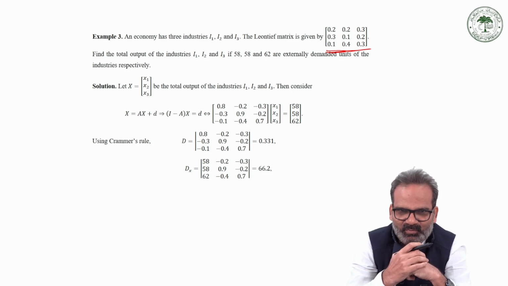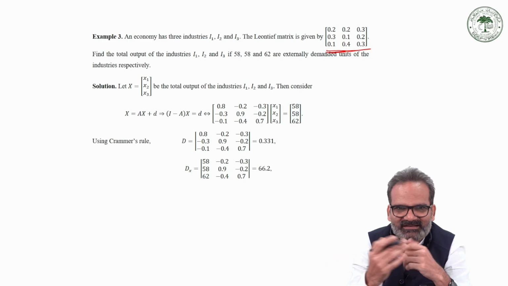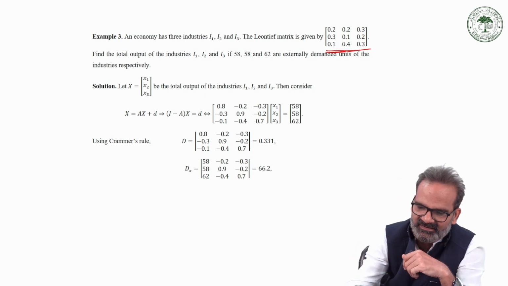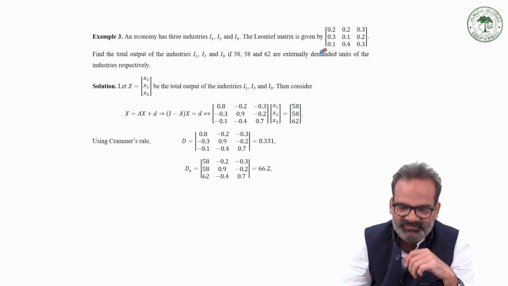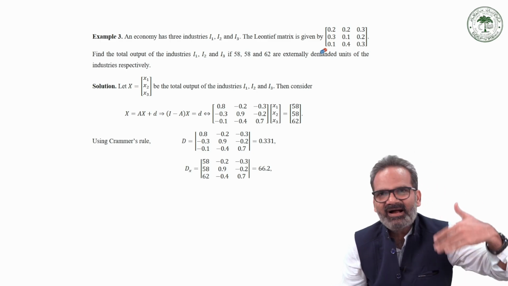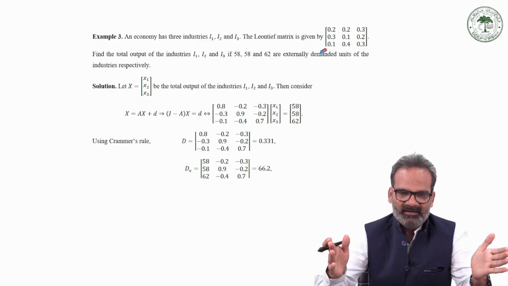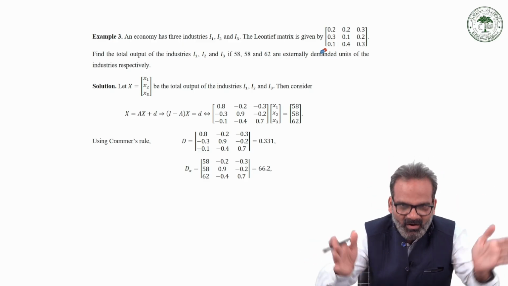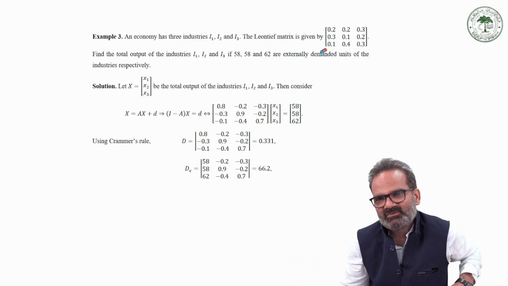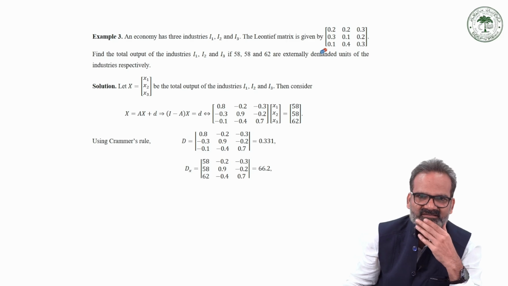Find the total output X1, X2, X3 of the industries I1, I2, I3 if 58, 58 and 62 are the externally demanded units of the industries respectively, right? So 58, 58 and 62 units are considered as the final demand, meaning the demand which is needed out of the industries for the consumers. They may be the government, they may be NGOs or they may be individual customers, right?